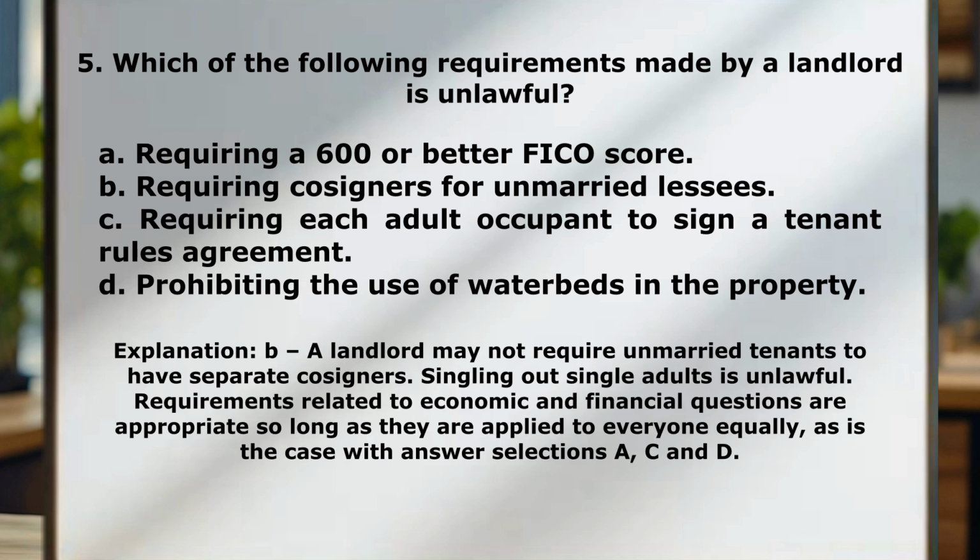So my initial gut, if we didn't know, because we're in California, would just be like, oh, maybe it's credit. Maybe you can't deny people based on their credit. But the answer is B. Landlords may not require unmarried tenants to have separate cosigners. Singling out single adults is unlawful. Requirements related to economic and financial questions are appropriate so long as they are applied to everyone equally. So basically you can't discriminate based off of marital status.